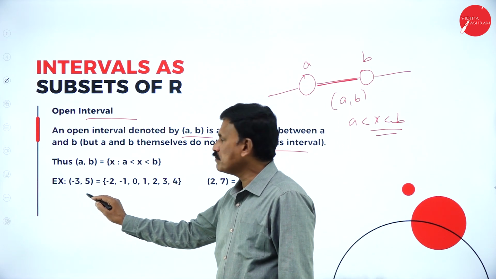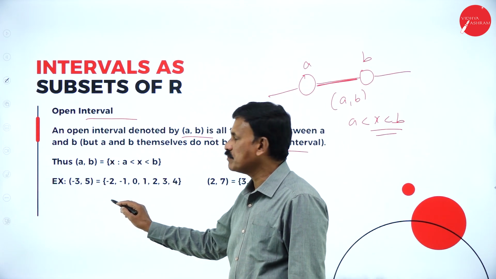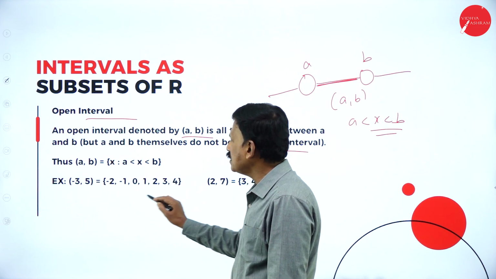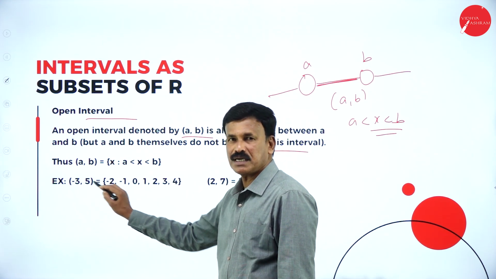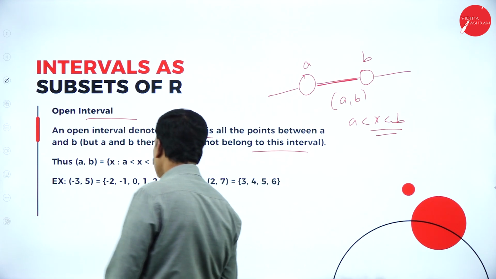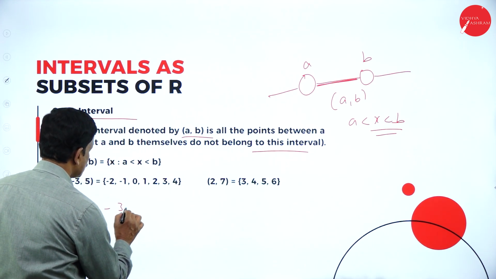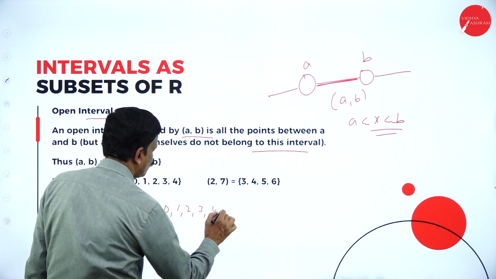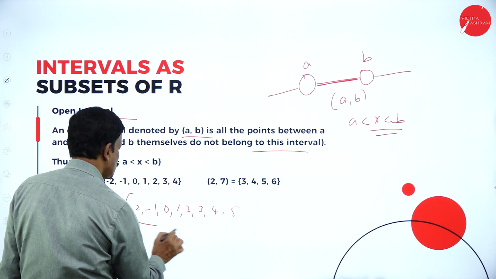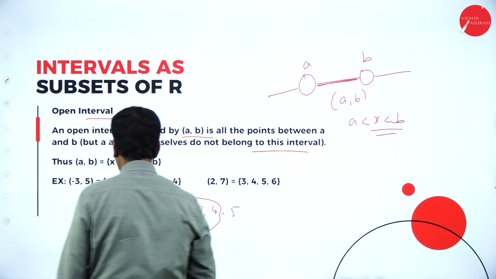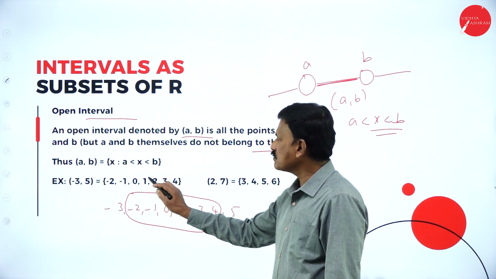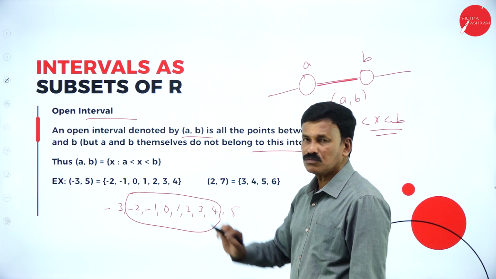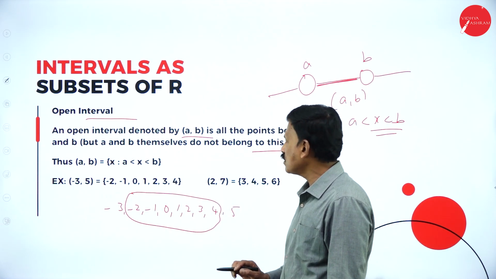So for example, (-3, 5). It means -2, -1, 0, 1, 2, 3 and 4, the values which lie between -3 and 5. (-3, 5) does not include the endpoints -3 and 5, so only these values come under the open interval, that is -2, -1, 0, 1, 2, 3 and 4. In between -3 and 5 is the open interval for this (-3, 5).